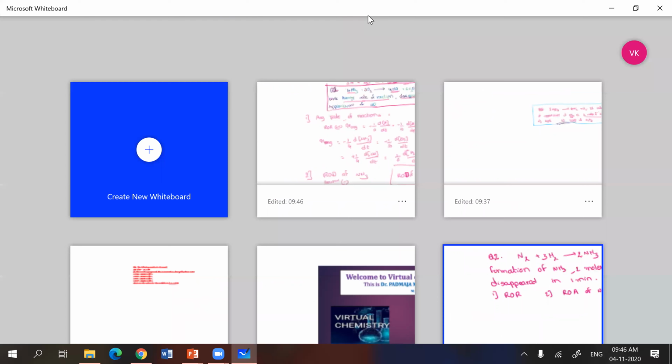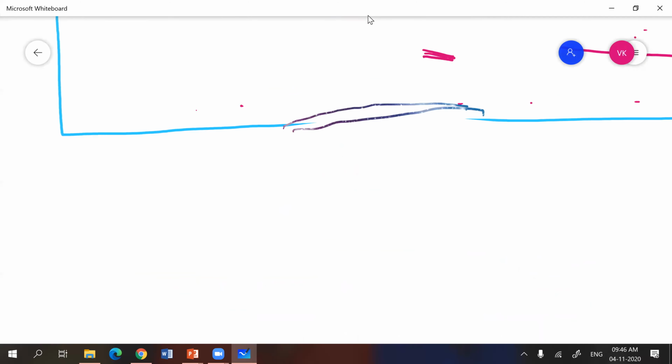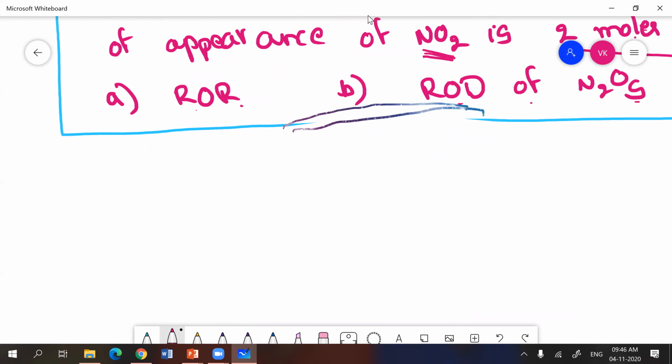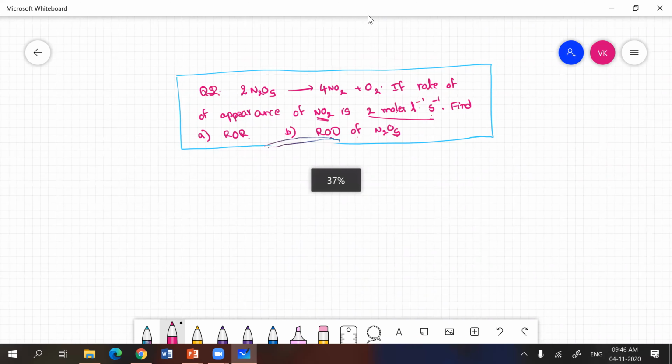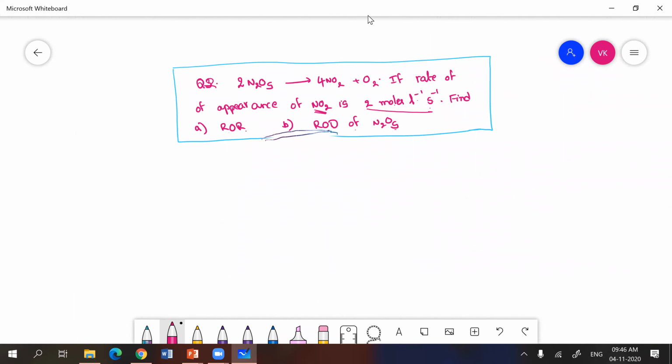Okay. Next, let's see one more type of problem from this concept. Second problem: here they gave a dissociation reaction and the rate of appearance of NO2, and you need to find the rate of reaction and the rate of disappearance of N2O5. Now let's try. First step: what is the rate of reaction? The rate of reaction is equal to, they gave NO2, so in terms of NO2, 1 over 4 change in concentration of NO2 with time.